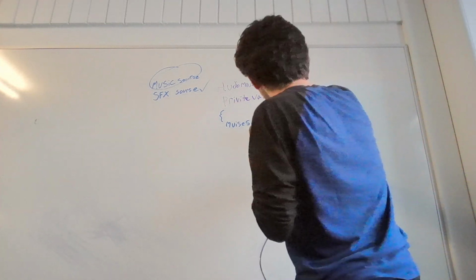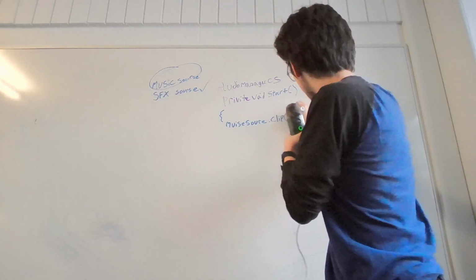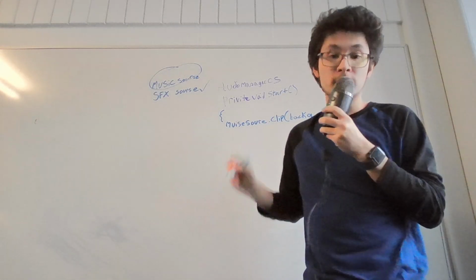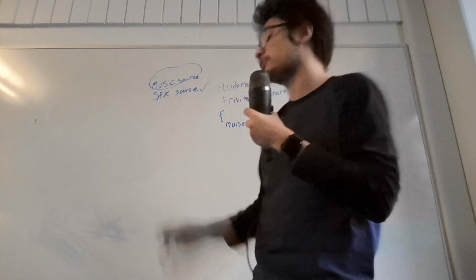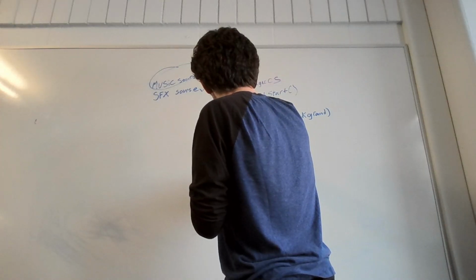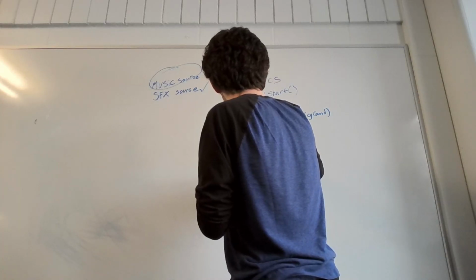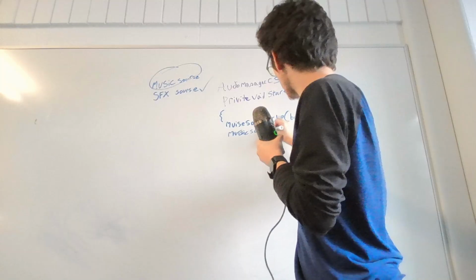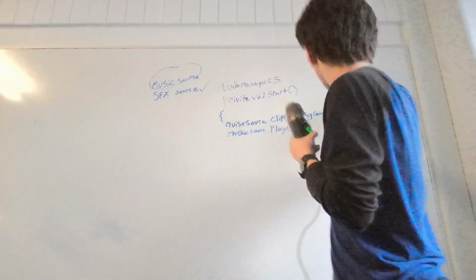So we got music source dot clip. Then in brackets we have background. I have it set lowercase. Again, this is very case sensitive as most code is. So we got music source dot clip background. Then we have music source dot play.